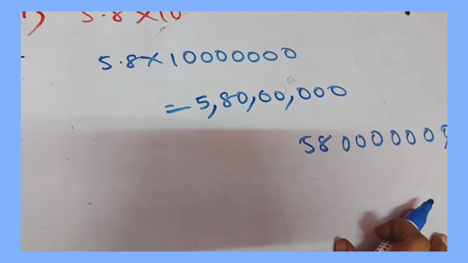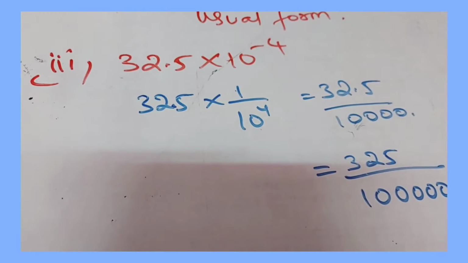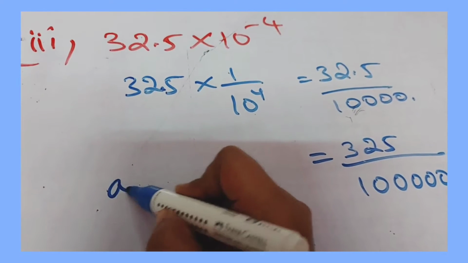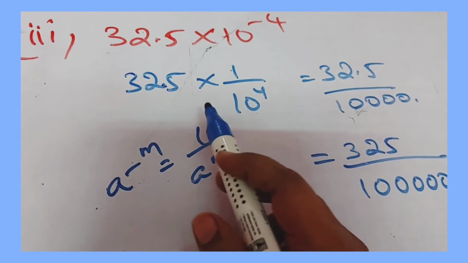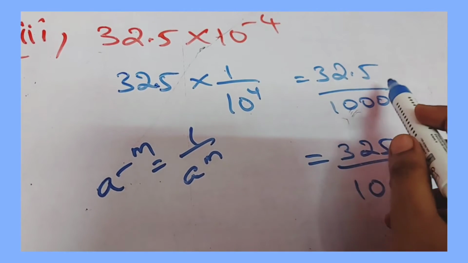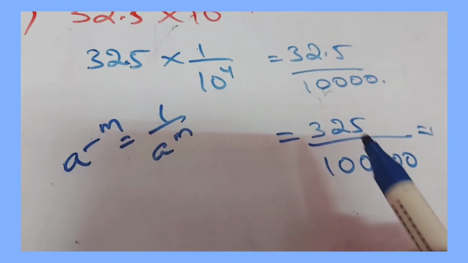Third sum is 32.5 into 10 to the power of minus 4. We have to take here a to the power of minus m is equal to 1 by a to the power of m. This identity I am taking here: 1 by 10 to the power of 4. So 32.5 into 1 is 32.5 only, by 10 to the power of 4, means 1 2 3 4. You have to take 10,000.